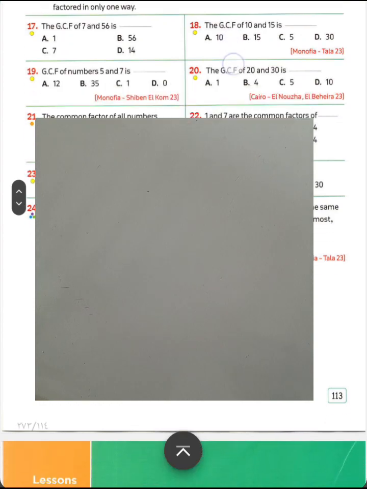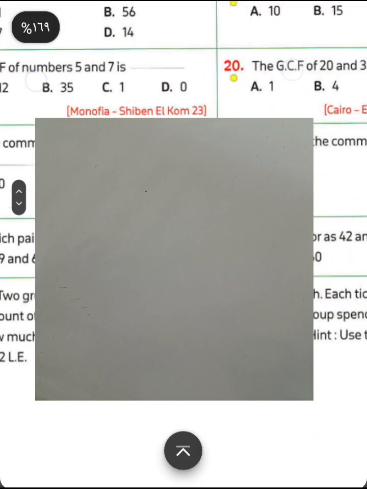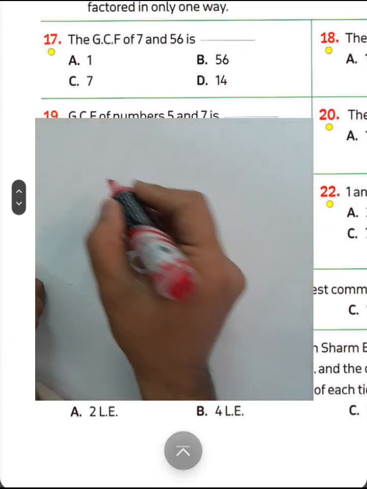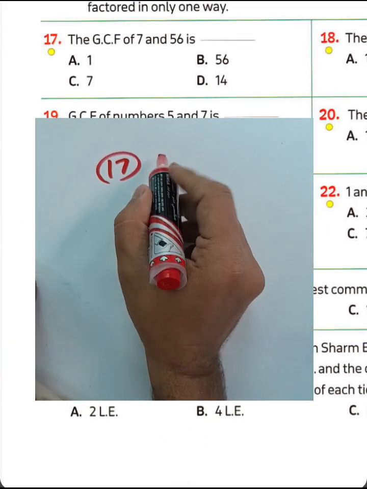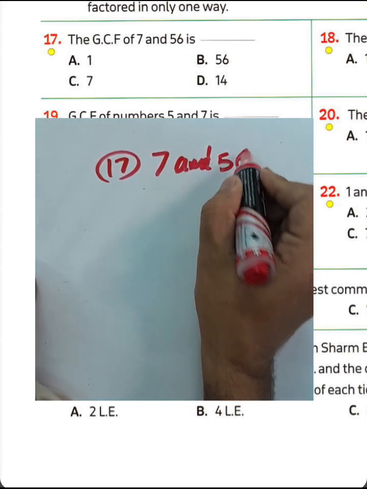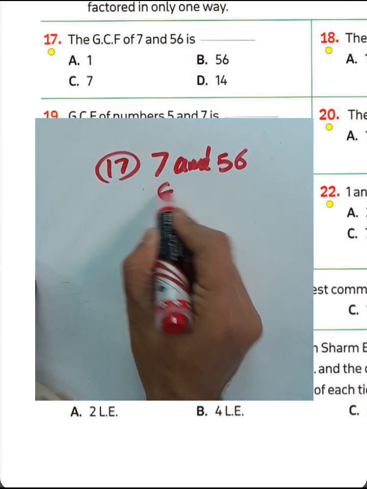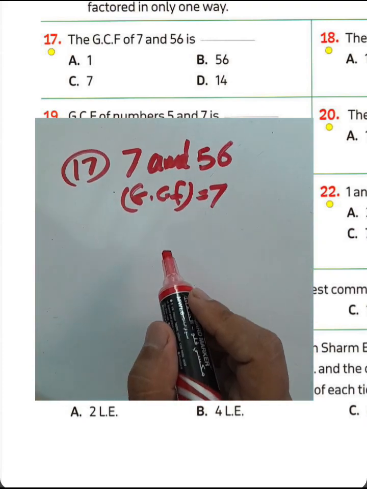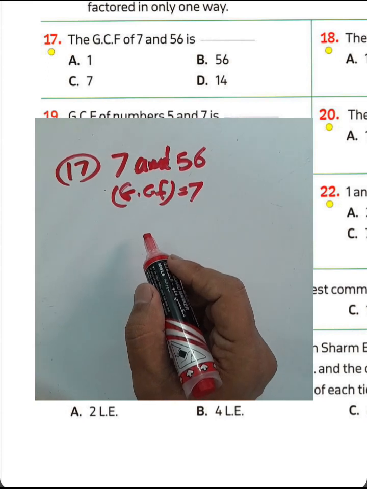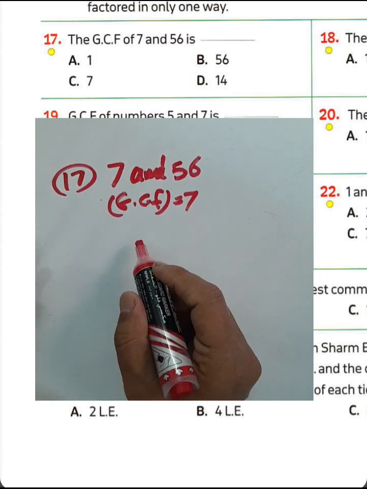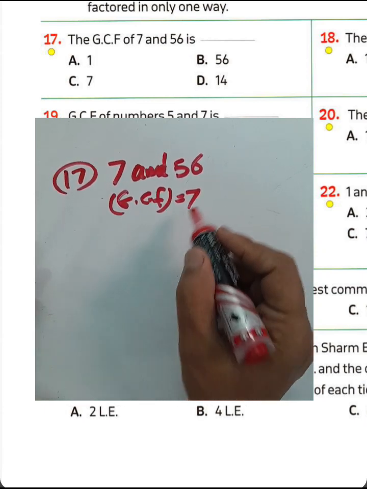Question 17. The greatest common factor of 56 and 7. We have here 7 and 56. 56 can be divided by 7. Then the greatest common factor, what will it be? It will be 7, because 56 can be divided by 7. 7 times 8 equals 56. Choose letter C.